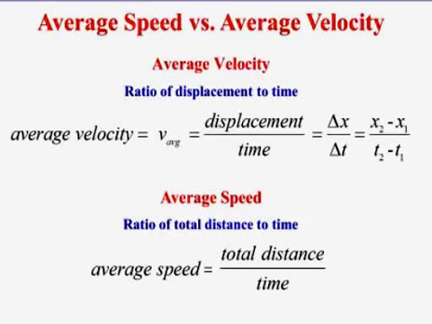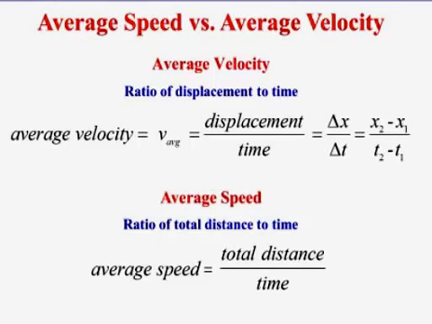Today I'm going to be talking about the difference between average speed and average velocity and looking at a few problems dealing with these differences. Average velocity is defined as the ratio of the displacement to the time. The way it's normally written is x2 minus x1 divided by t2 minus t1.